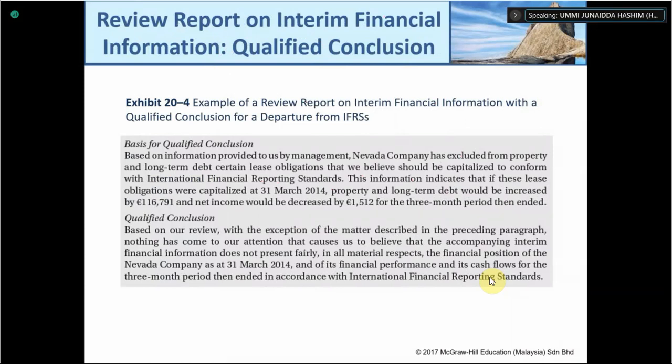So this is the basis, berdasarkan isu apa, basis dia di sini cerita pasal absolute property and long term debt. Based on review, with the exception of the matter described in the preceding paragraph, nothing has come to our attention that causes us to believe that the accompanying interim financial information does not present fairly, in all material respects, the financial position of the Nevada company. Okay, nampak dia nak address and not present fairly.